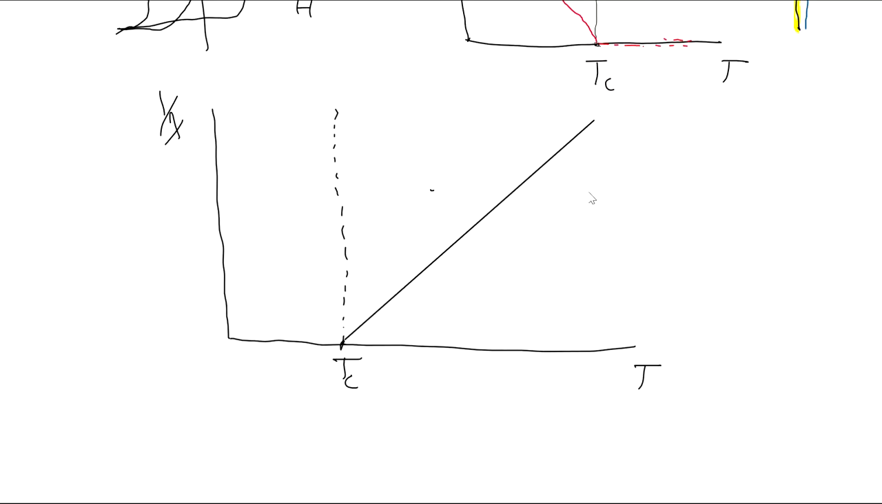Now, below, we might have different things happening. We will look at this area. This is a paramagnetic state. And this is a ferromagnet. Don't get confused with these two. This is a state above Curie temperature, but this is the material.